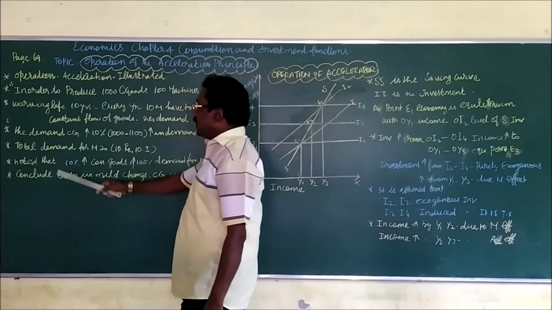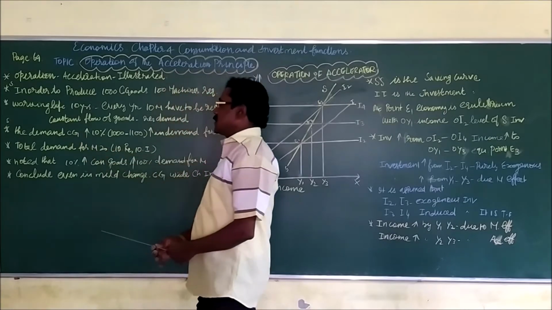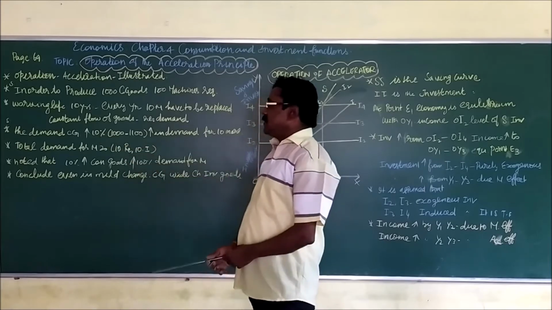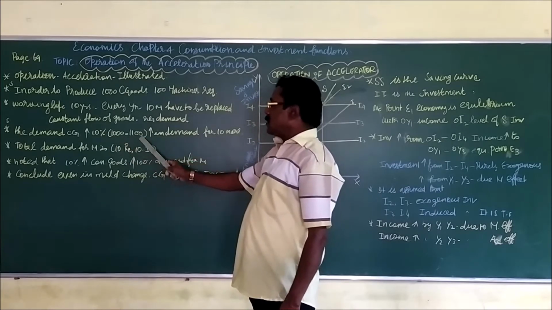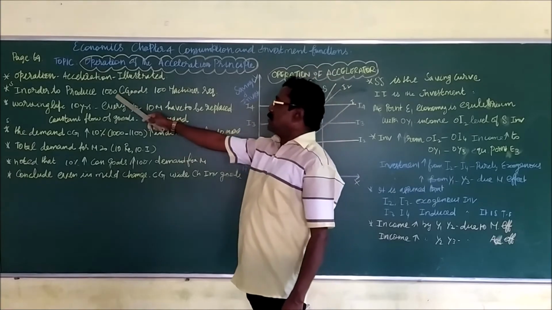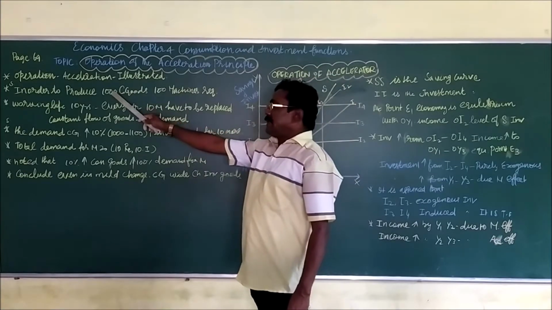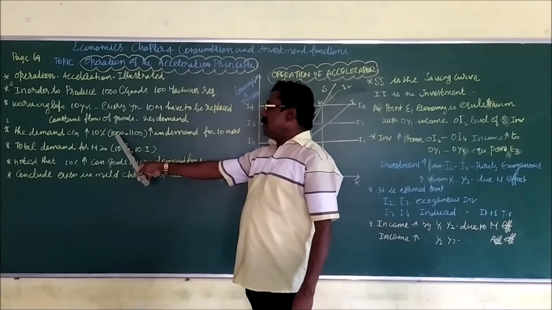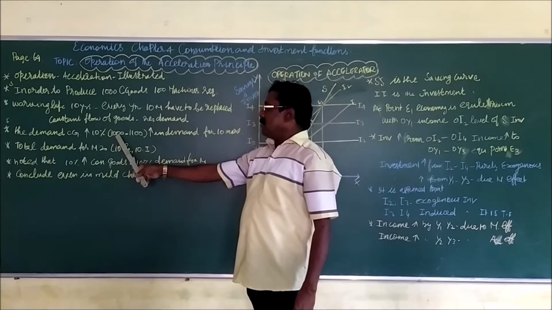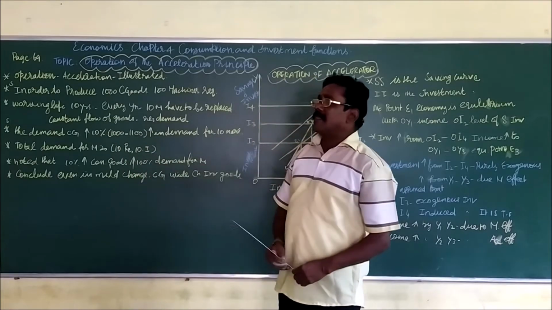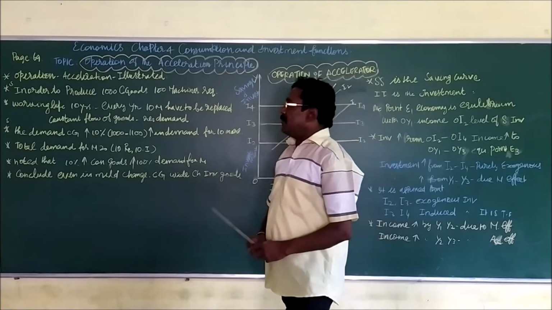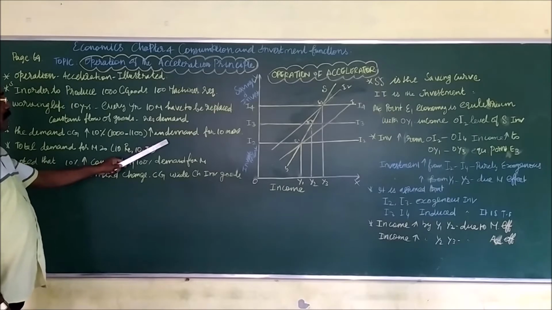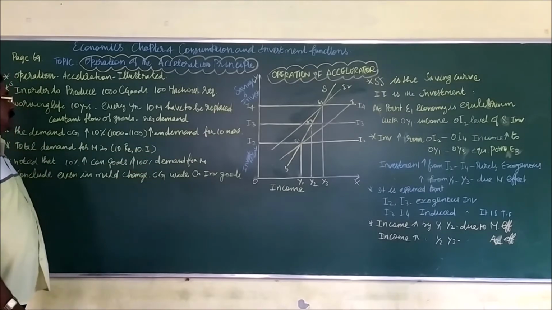Suppose the demand for consumer goods increases by 10%, which means from 1000 to 1100. We are already producing 1000 goods, and 10% of 1000 is 100. So the consumer demand increased by 10%, from 1000 to 1100. Similarly, the demand for machines, that is investment, would also increase.